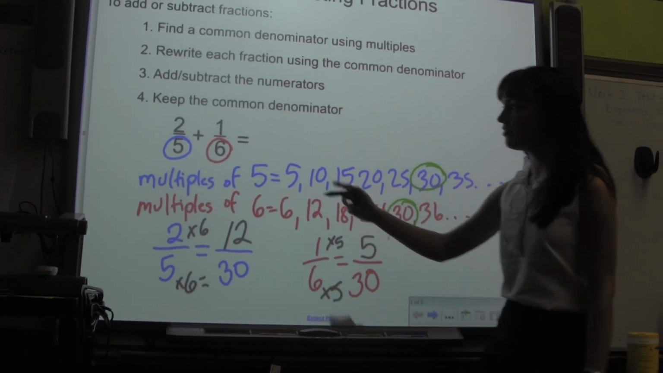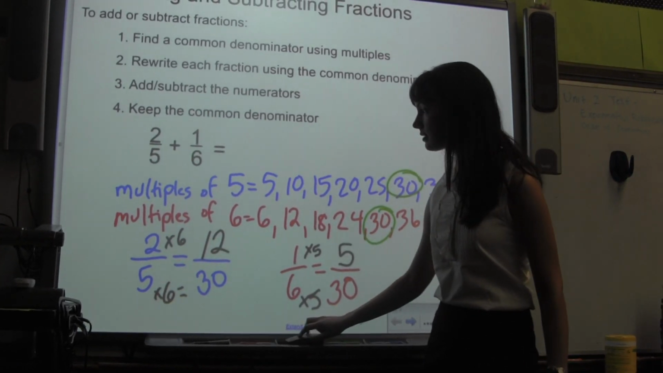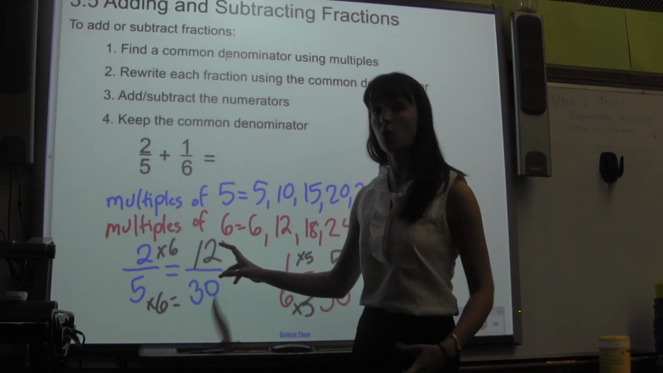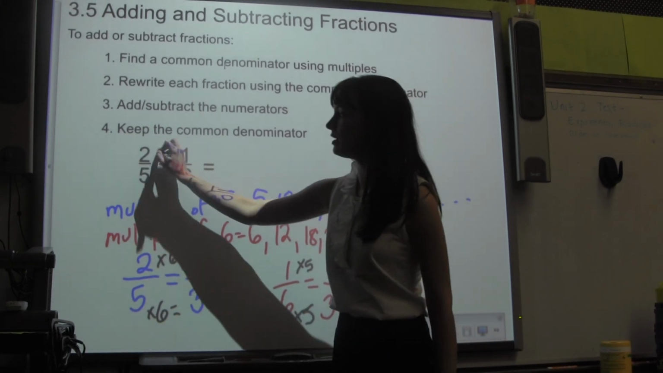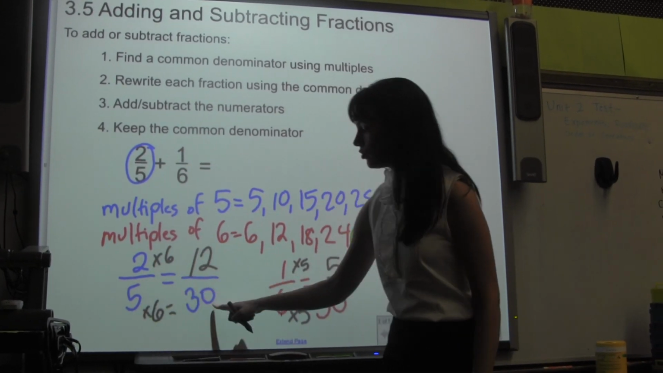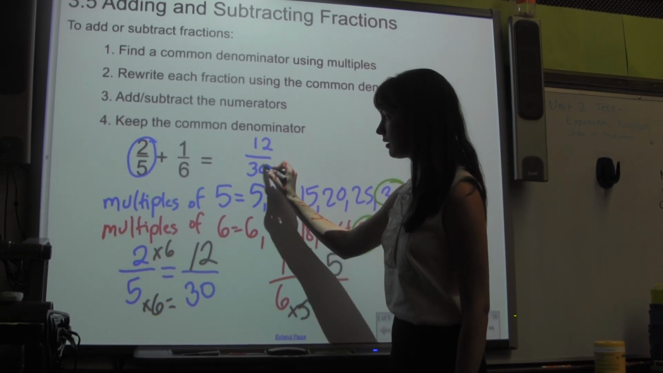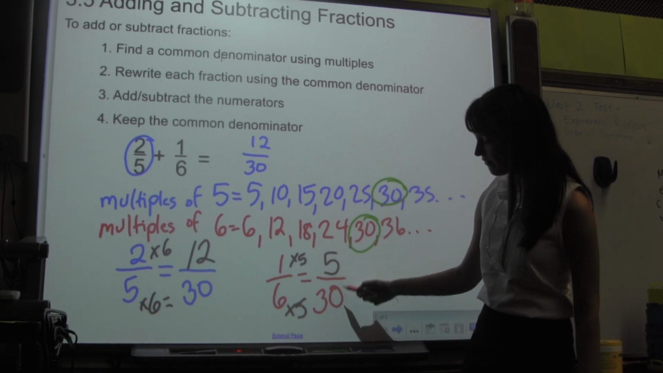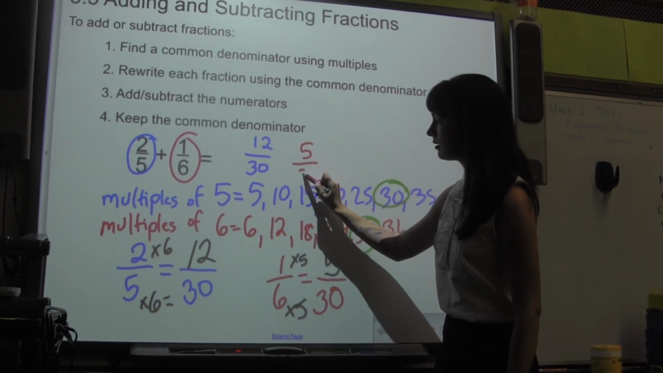Now I've got the same problem up here, 2/5 plus 1/6, but I can rewrite that using these fractions. They're equivalent, but now they have the same denominator. So 2/5 is going to turn into 12/30, so I'll write that one first. And then 1/6 turned into 5/30, so instead of 1/6, I'm going to write 5/30.